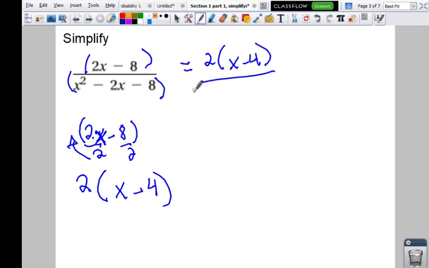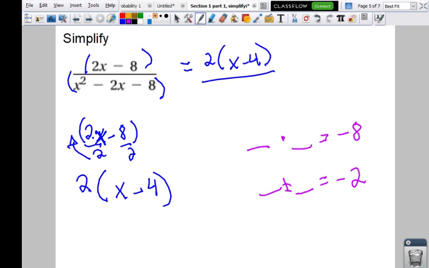Alright, let's look at our bottom piece now. And we're going to in middle factor it. What times what equals negative 8? And what plus what equals negative 2? So don't forget, it's not just a 2 in the middle, it's a negative 2, same thing with the 8. Not just an 8, it's a negative 8.